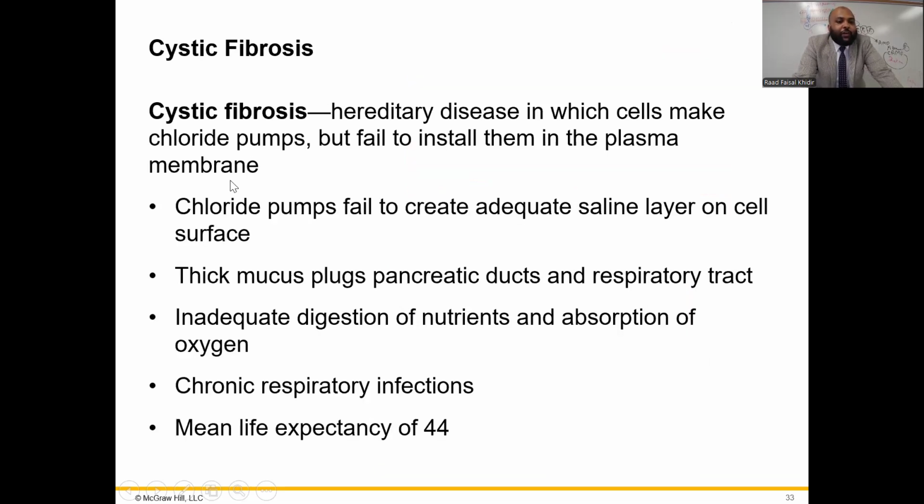There's also cystic fibrosis. Cystic fibrosis is a hereditary disease in which the cells make chloride pumps, but they fail to install them in the plasma membrane. So that means you can never internalize and bring in chloride. Back in the day, when doctors wanted to find out if a patient had cystic fibrosis, they would lick the surface of the patient's skin. If it was salty, that meant the patient definitely had cystic fibrosis. They even used to go as far as tasting the urine to see if it had sugar.